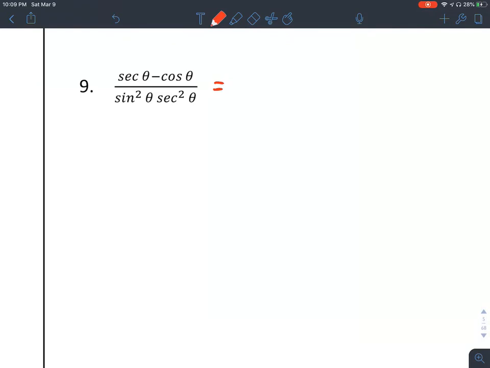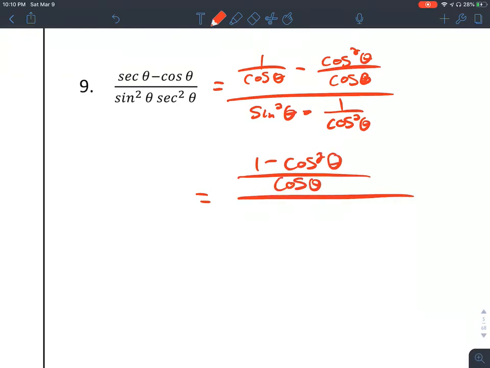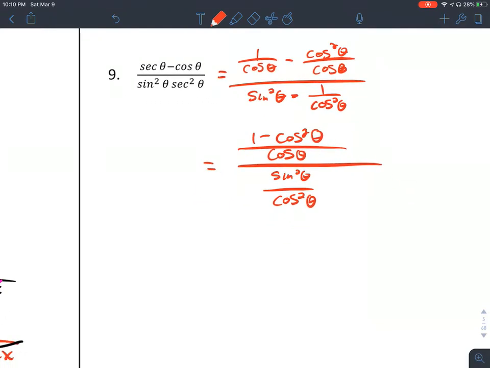So I'm going to attack this problem by changing everything in terms of sine and cosine. So we got 1 over cosine of theta minus cosine of theta, and I'm going to change cosine theta to get common denominators: cosine squared of theta over cosine of theta. My denominator I got sine squared of theta. I'm going to change secant to 1 over cosine squared of theta. It's going to give me 1 minus cosine squared of theta over cosine of theta divided by sine squared of theta divided by cosine squared of theta. Pretty complex fraction.